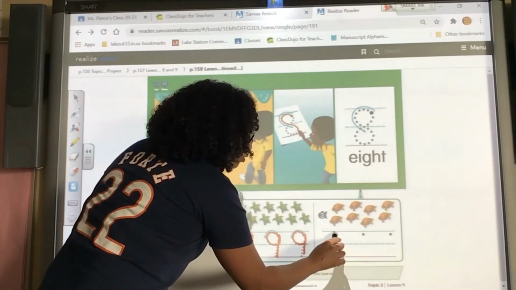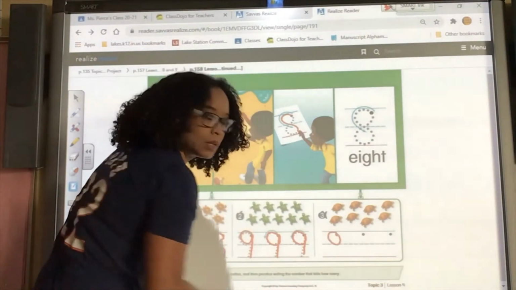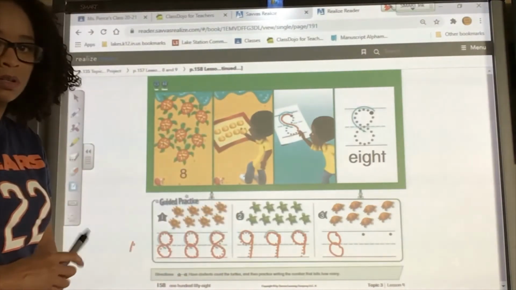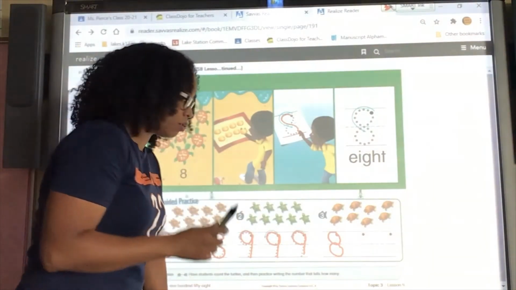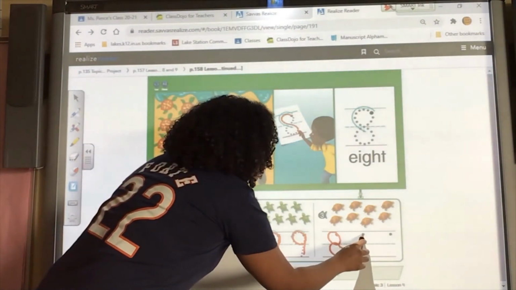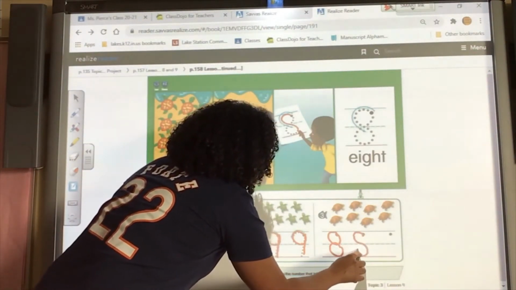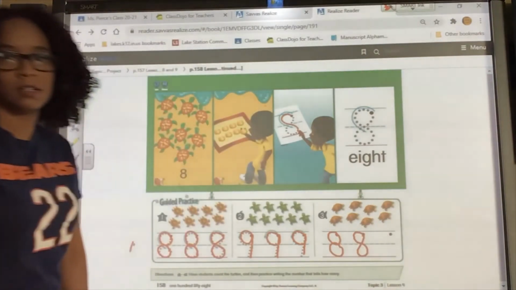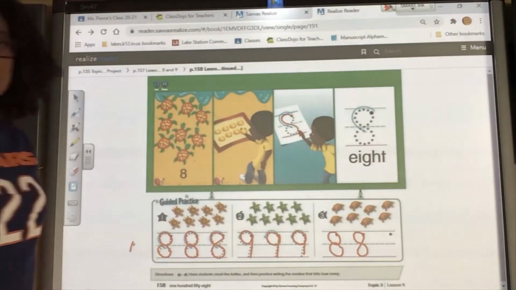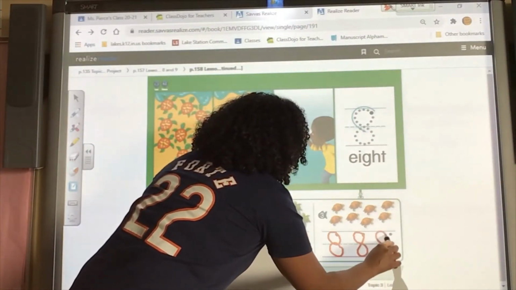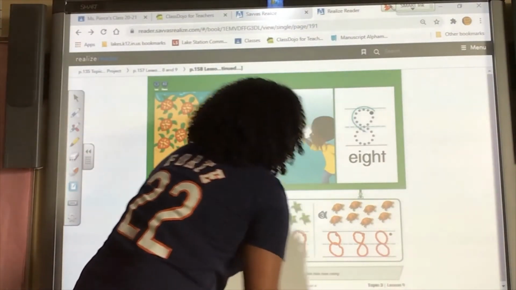So you can do circle on top and circle on bottom. Make sure you're writing this in your journal. You could also start at the top, come around, slant, come down, back around, and connect. Whichever one you think is easiest for you. So circle on top, circle on bottom.